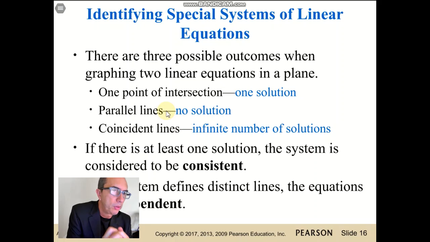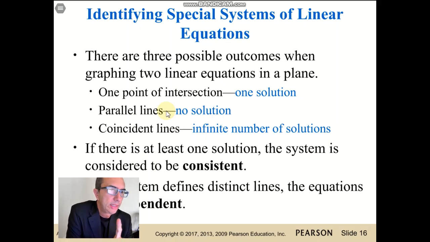There are 3 possible outcomes when graphing 2 linear equations in a plane. The first outcome is to have just one point of intersection. That means there will be only one solution. The second outcome is to have 2 parallel lines, and this means the system of equations has no solution at all. And the third outcome is to have coincident lines, meaning that the system of equations has an infinite number of solutions.